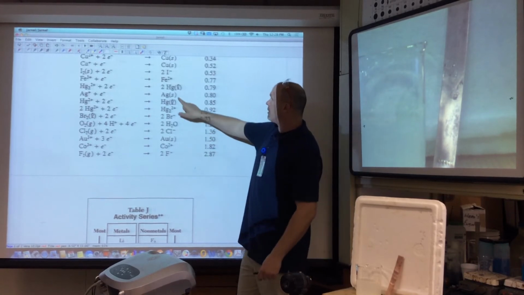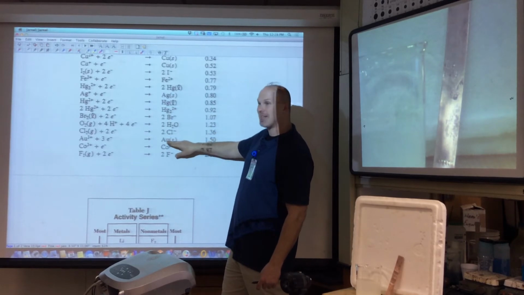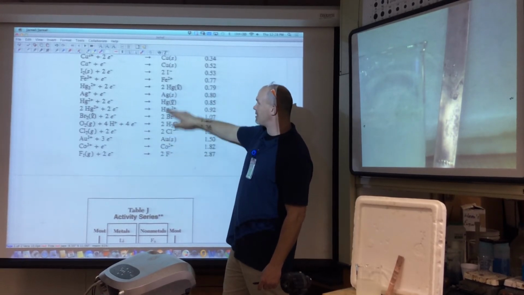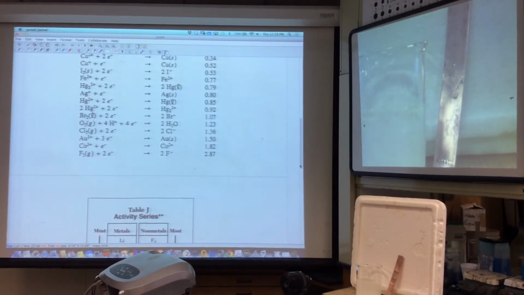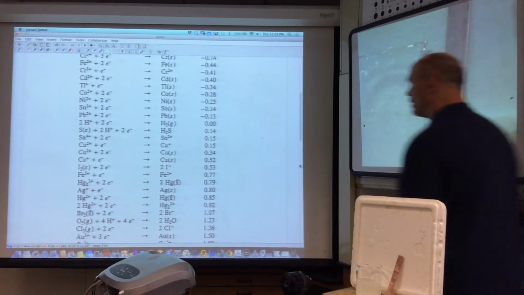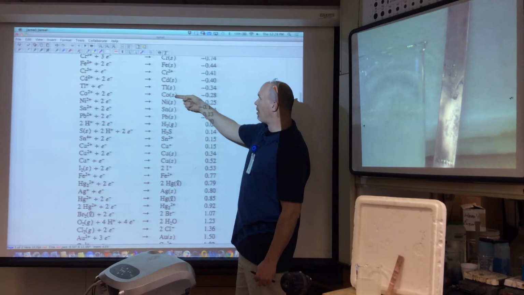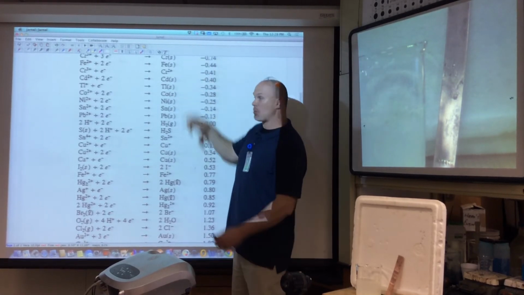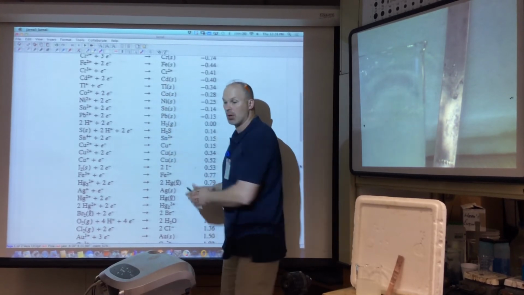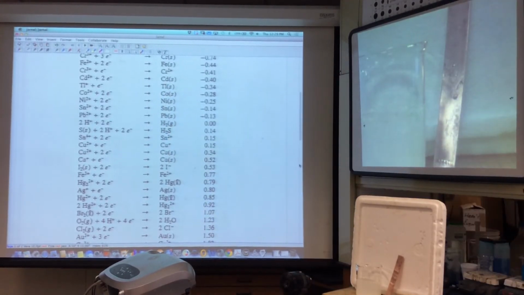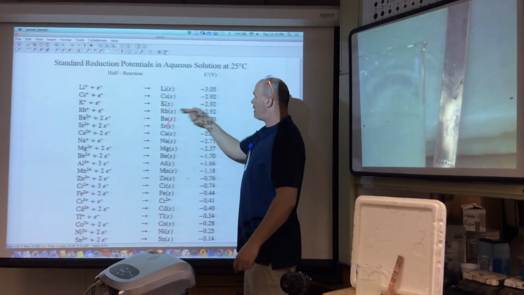Look where silver is. Silver doesn't like to oxidize, but it's not as resistant as gold. Who's better than these two? Let's go higher with the metals. Who's better at oxidizing? Look at copper. Isn't copper better at oxidizing than silver and gold? Yes. What about cobalt? What about lithium? So what you have here is a list of metals that show how well they oxidize. Who's on top? Lithium, cesium, potassium, rubidium, barium.